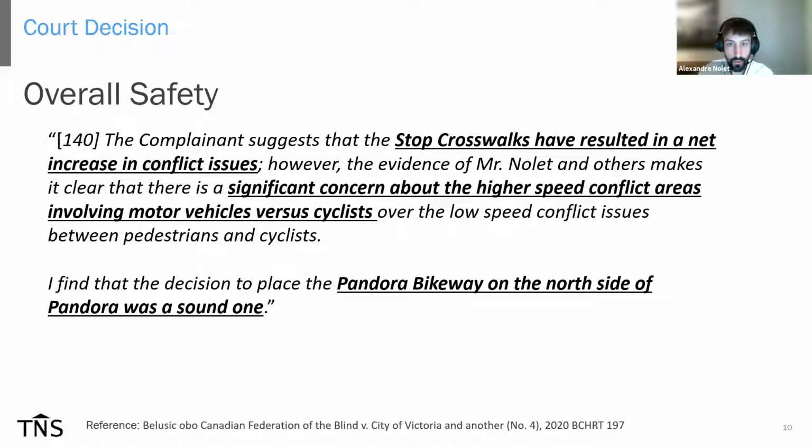So now the court decision on overall safety. Basically, the judge recognized, and indicated in his decision, that the overall safety was improved. And he found that the decision to place the Pandora bikeway on the north side of Pandora to be a sound decision.